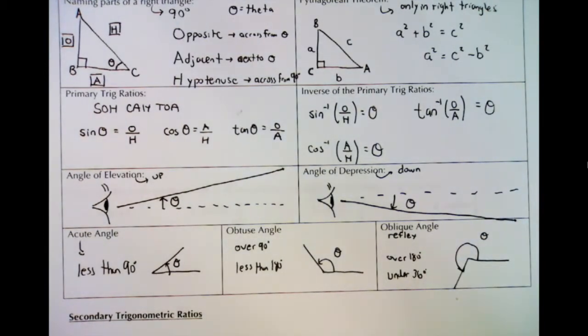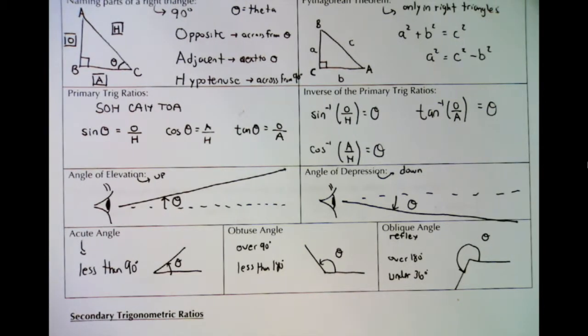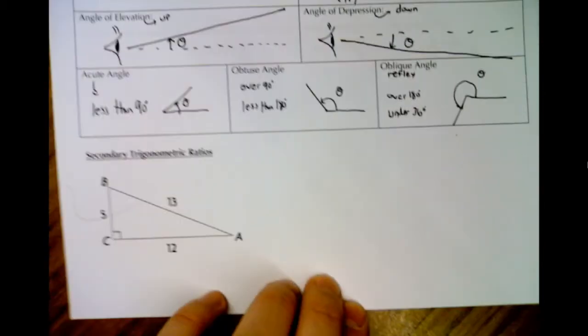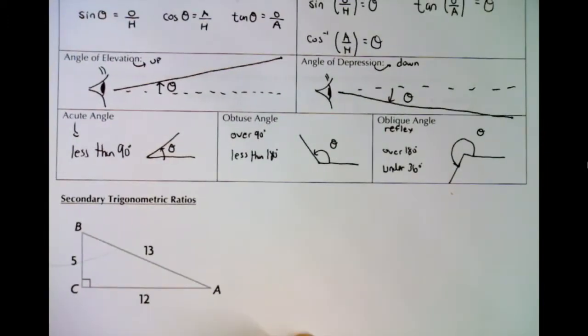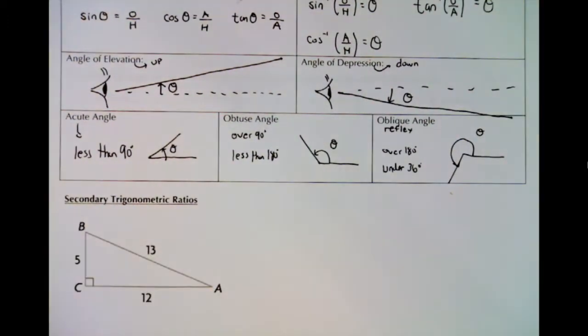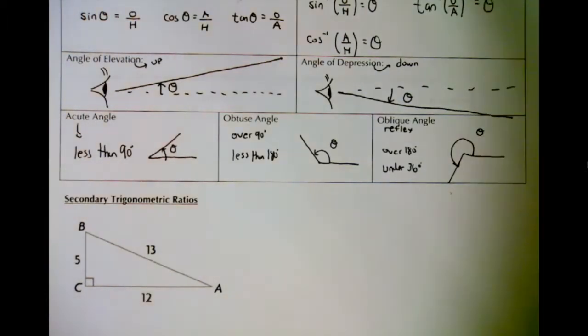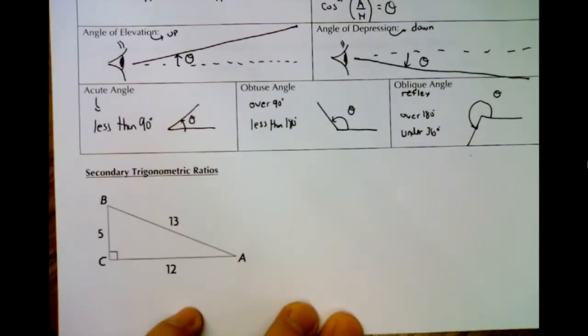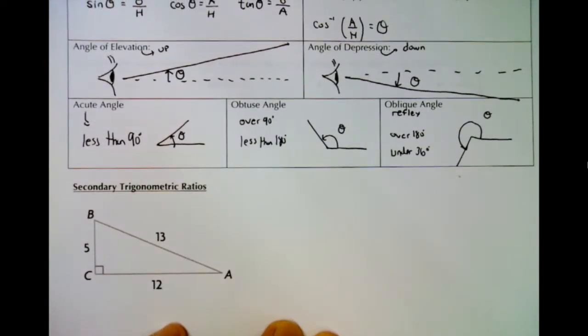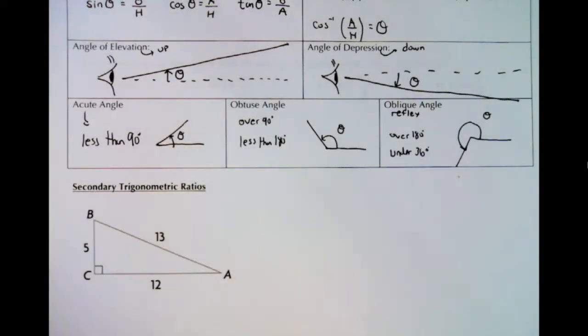The new piece for the beginning of this lesson is the secondary trig ratios. Now, the primary trig ratios were sine, cos, and tan, and those were the ones that were on your calculator, and you can use them by using the buttons on your calculator. But there are also three more ratios, and they're related to the primary trig ratios. And the way they're related, I'll show you here. Let's say we have a triangle ABC, and we know the side lengths are 5, 12, and 13.